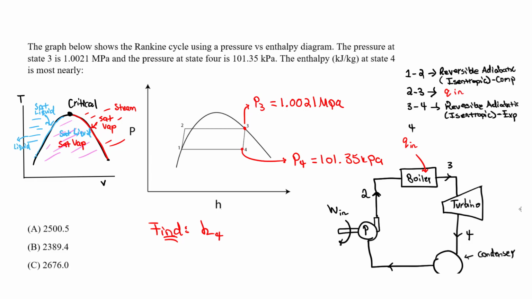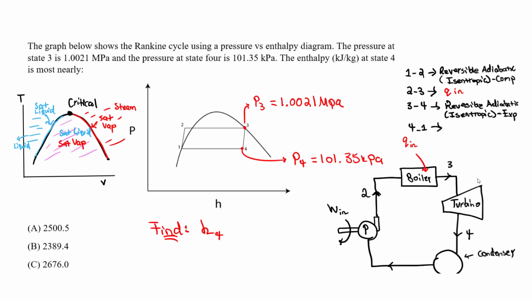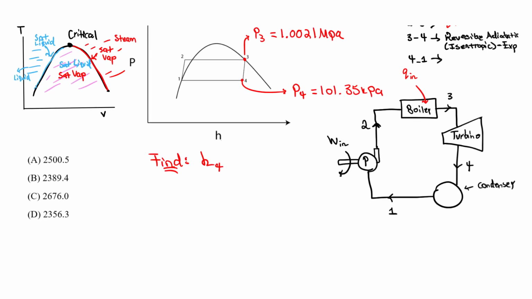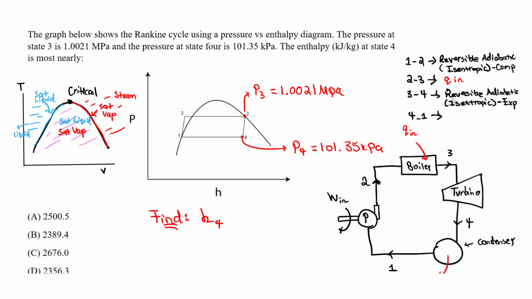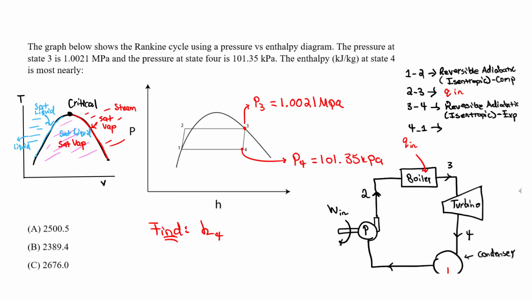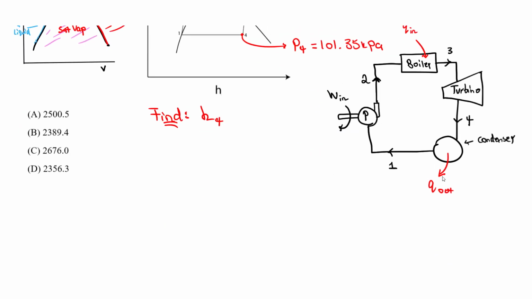Then from 4 to 1, it's still constant pressure. We're at constant pressure from 4 to 1, and this is the pressure we do not change. This will be the heat rejection in the condenser. I didn't denote it here, so Q out, we're rejecting heat to the environment. So this is Q out, at a constant pressure, heat rejection in the condenser specifically.